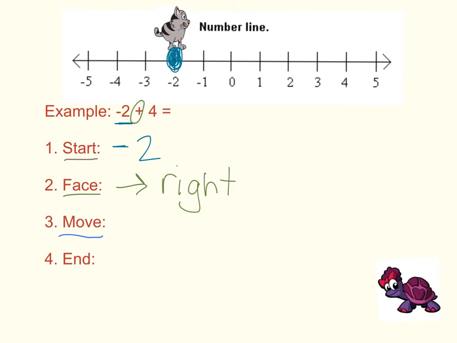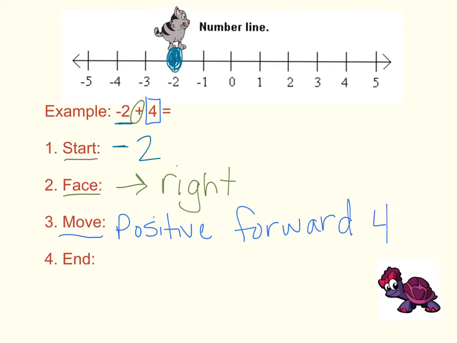The next number after the addition sign is just a 4. So it's positive. And if it's positive, we move forward that many spaces. So we're going to move forward 4 to represent positive 4. First I'm going to show you without the cat moving. Moving forward 1, 2 brings us to 0. We need 2 more. 1, 2. Now let's move the cat.